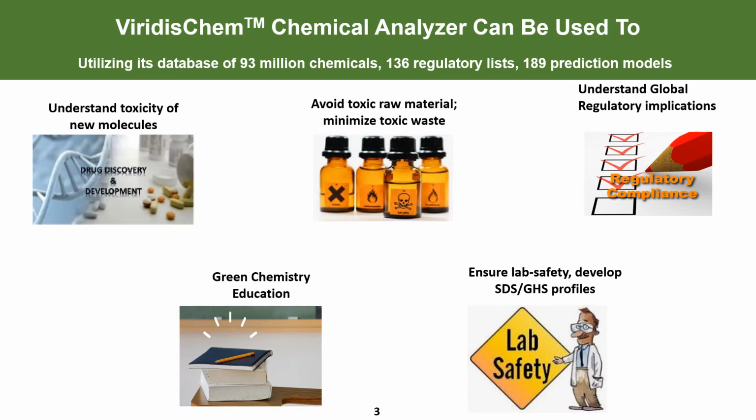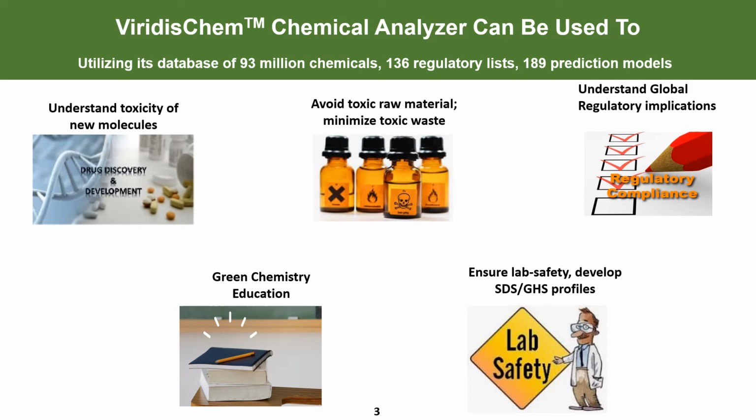Scientists are using Chemical Analyzer 4 different ways. By drug discovery groups to understand the toxicity of new and unknown molecules and to explore less toxic analogs and metabolites. By product development teams to find less toxic alternatives that can replace the toxic starting material, resulting in minimum toxic waste and greener, sustainable product development.